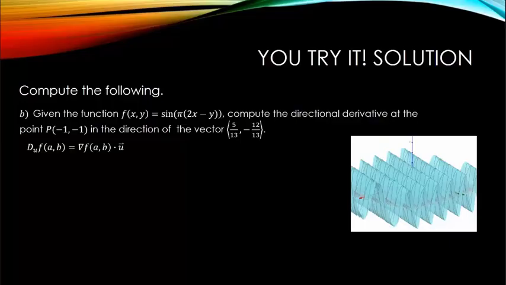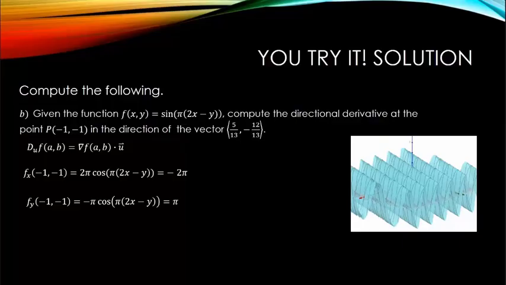My directional derivative of f at a, b is given by the gradient of f at a, b dotted with the vector u, which is a unit vector. fx at the point -1, -1 is given by 2 pi times the cosine of pi times the quantity 2x minus y, which becomes -2 pi when I plug in -1 for x and -1 for y. fy at the point -1, -1 becomes -pi times the cosine of pi times the quantity 2x minus y, which becomes pi. My gradient at the point -1, -1 is given by a vector with the components -2 pi, pi.